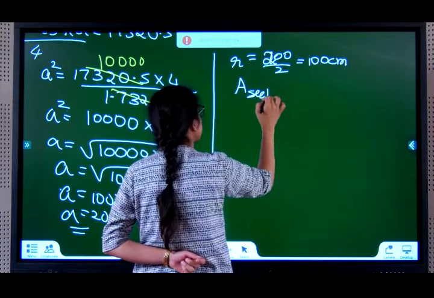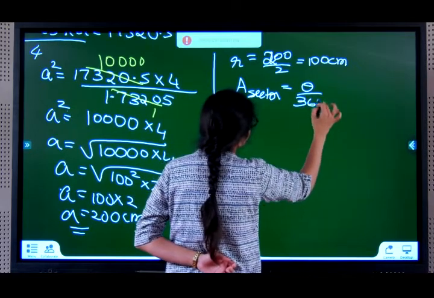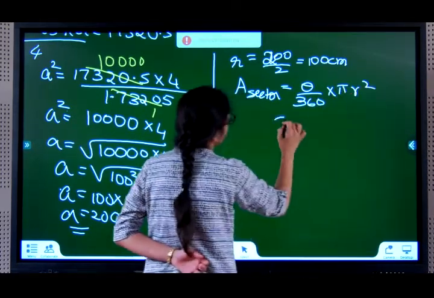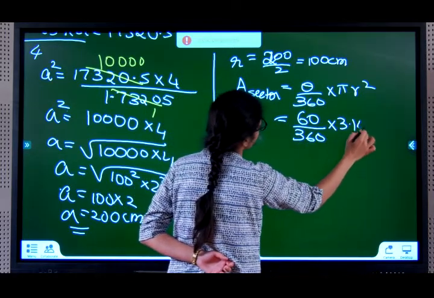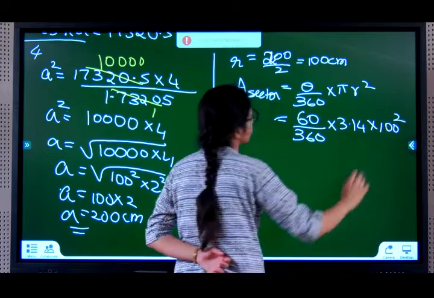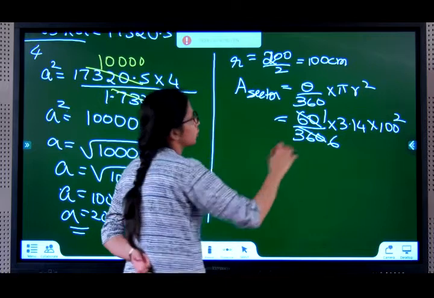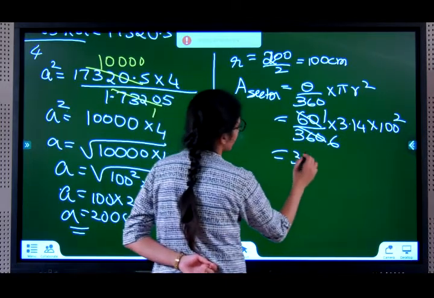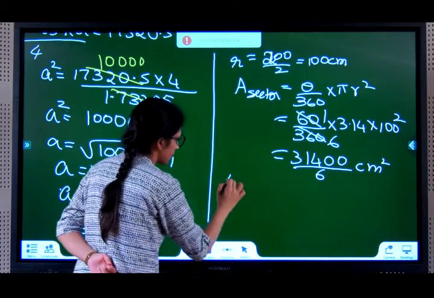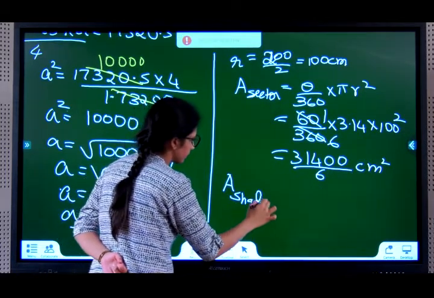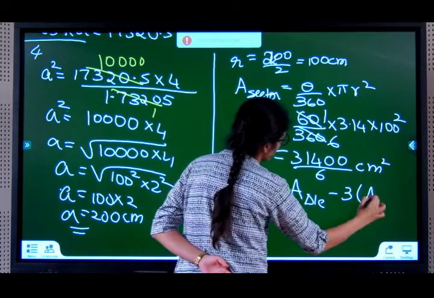Area of a single sector is theta by 360 into pi r square. Theta is 60 degree here, divided by 360 into 3.14 into 100 square. 1s are 6s are. On solving this we get 31400 by 6 centimeters square. Now area of shaded region is equal to area of equilateral triangle minus 3 into area of sector.